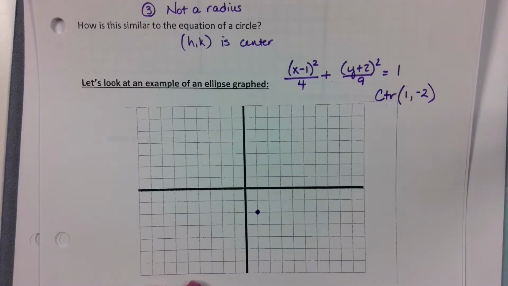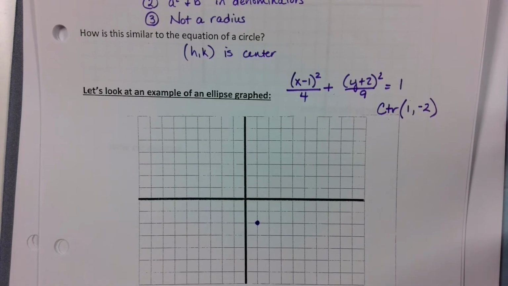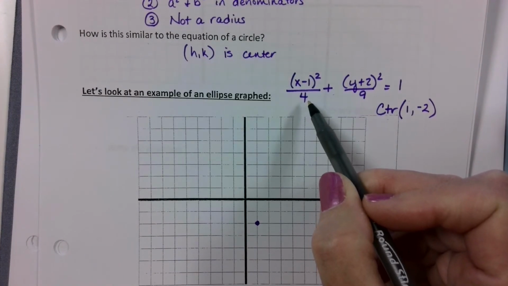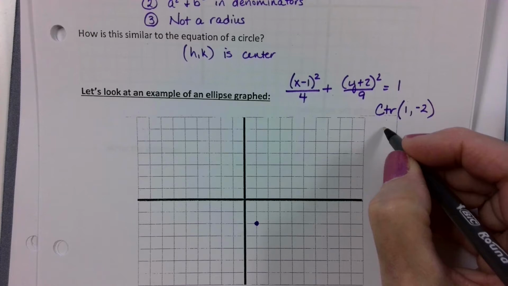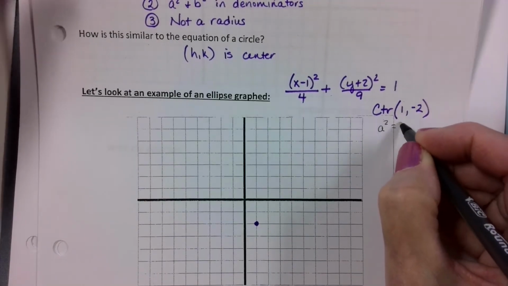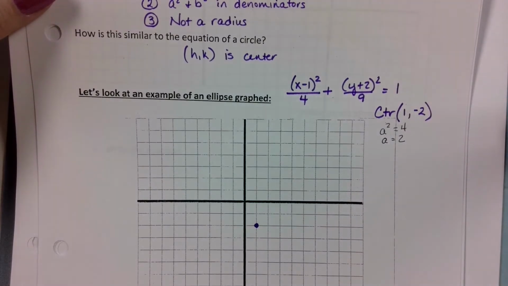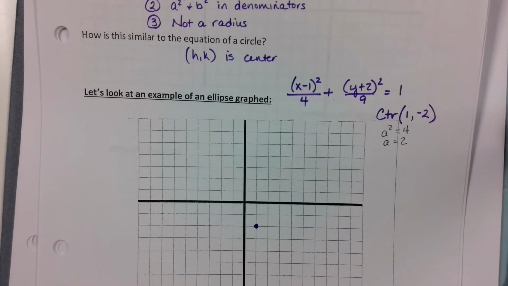Now, we need to look at this a little carefully here. In the general equation at the top of your page, it says that this number underneath the x squared is a squared, right? So that means that a squared is equal to 4. So a is equal to 2, right? If a squared is 4, then a is 2.